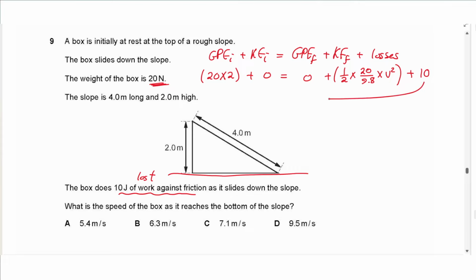First, we subtract 10, and then we divide by this section to get the velocity squared, and then we square root the velocity. That gives an answer of 5.422 and so on. So we can approximate this to 5.4 meters per second. So the answer is A.